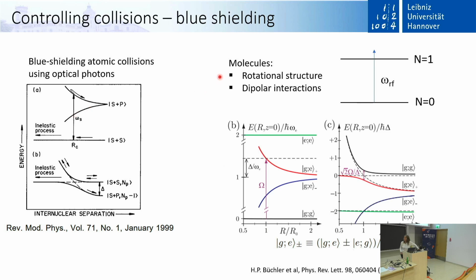However, molecules can now use this scheme on the rotational structure, as we have seen implemented, where you have the rotational ground state and the rotational excited state as S and P states, and then basically get the same scheme as down here for the atoms. You have the molecules coming in on the n equals 0 threshold, and they see this repulsive potential due to the coupling to this rotational state of different parity.